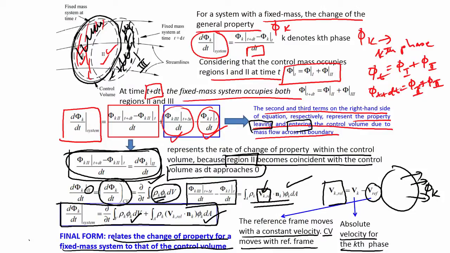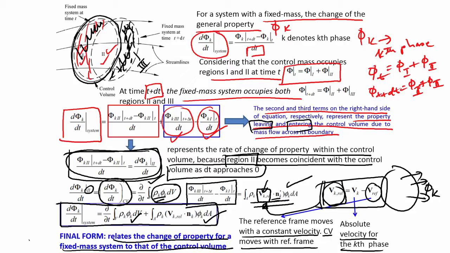Okay. In the limit of dt equal to 0, of course, this is drawn in a highly exaggerated way. When dt approaches 0, region 2 becomes the control volume itself. These are the flux terms entering into and leaving the control volume. And the flux terms have been represented by this relative velocity, accounting for the reference frame moving with a constant velocity and the control volume moving with the reference frame. We have been able to cast this equation in this particular form, and this V relative is what is used over here.